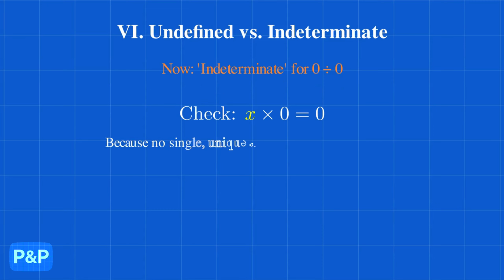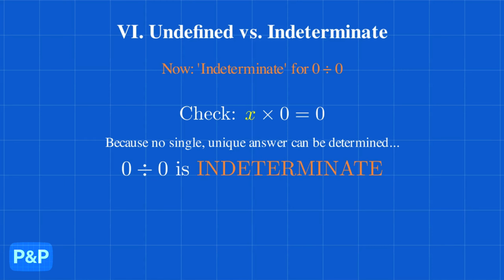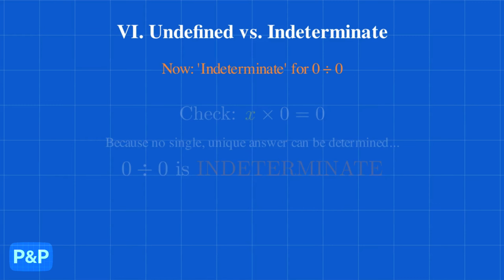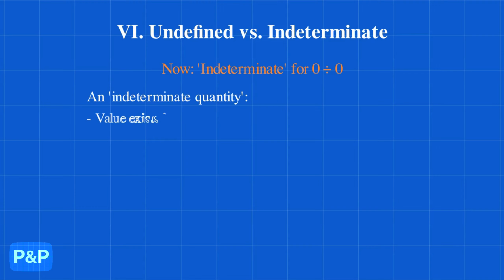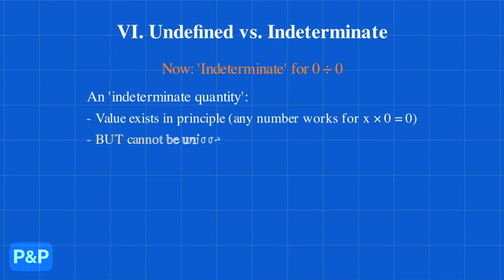Because no single unique answer can be determined from this check in arithmetic, 0 divided by 0 is referred to as indeterminate. An indeterminate quantity is one for which a value exists in principle. Any number would satisfy the multiplication check, but it cannot be precisely or uniquely determined without further context.